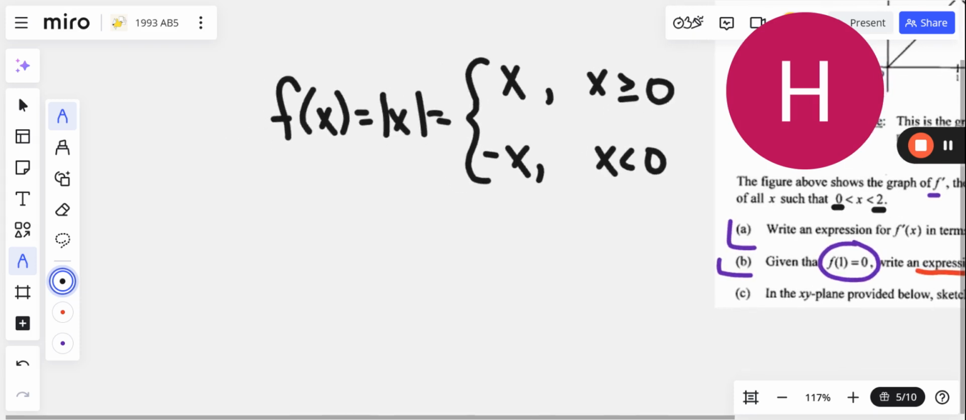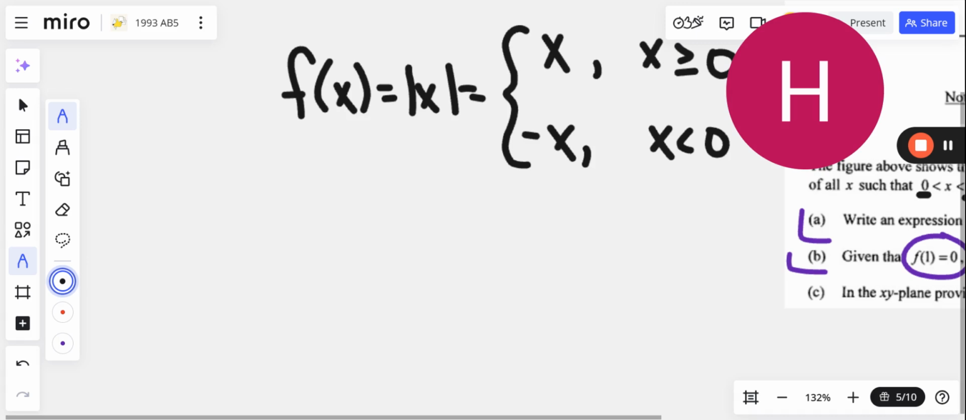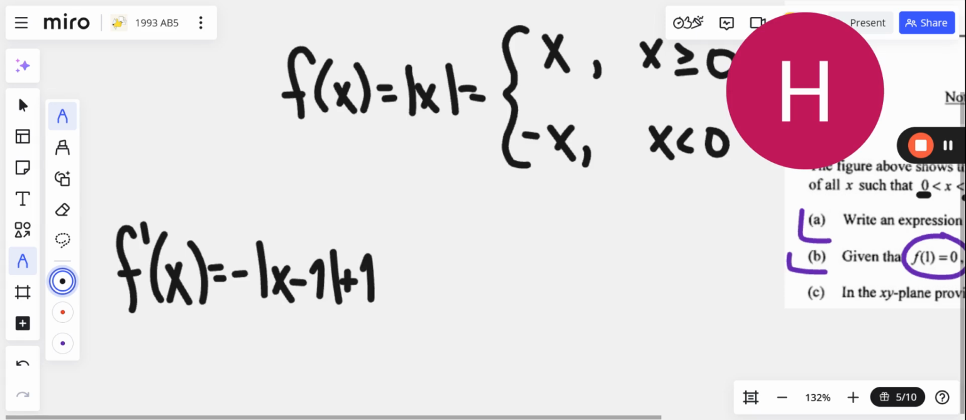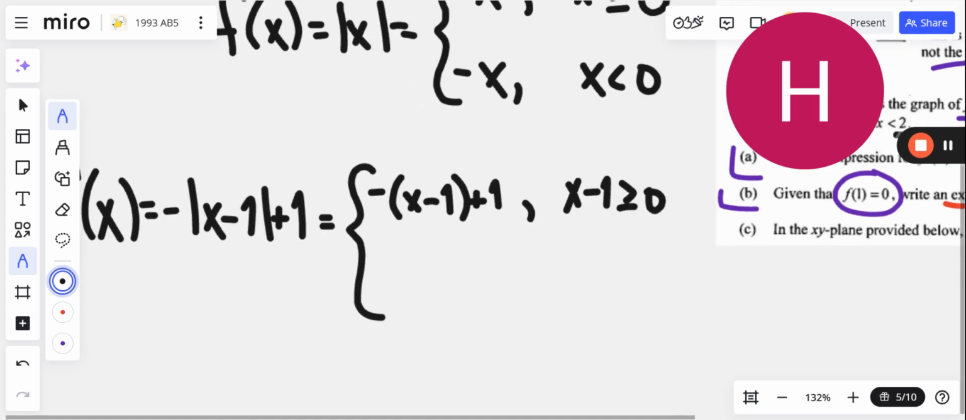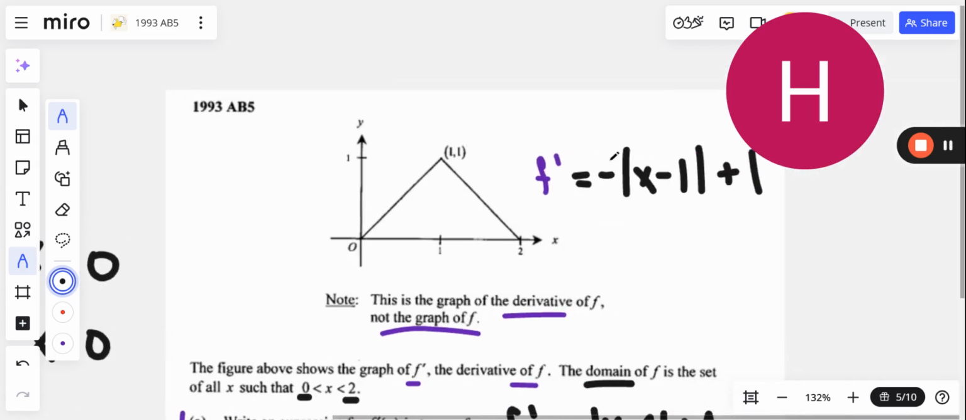So if we adjust this function to fit what we actually have, and let's call it f prime, which it is, this is negative absolute value of x minus 1, and then plus 1. This is simply going to leave the x minus 1 and then plus 1, as long as the inside x minus 1 is greater than or equal to 0. There's already a negative out front because of the function. It's a flipped over absolute value. So that's where this negative comes from.